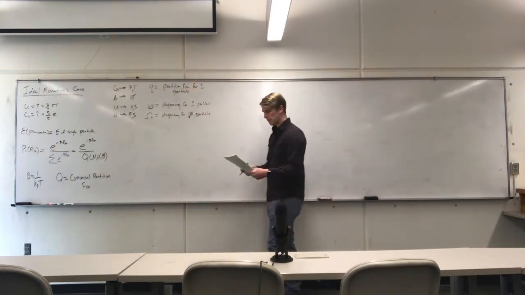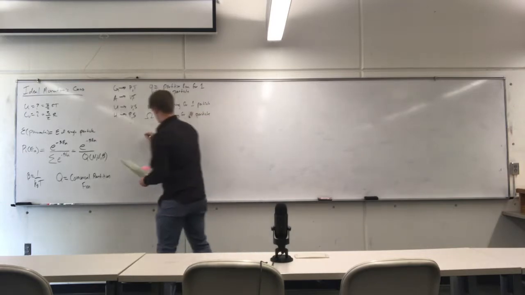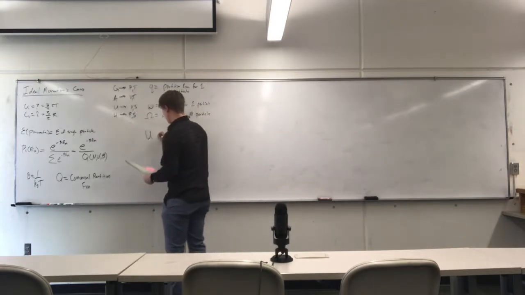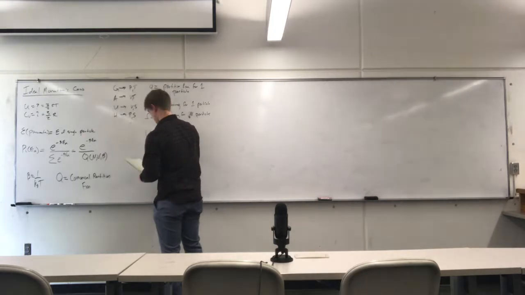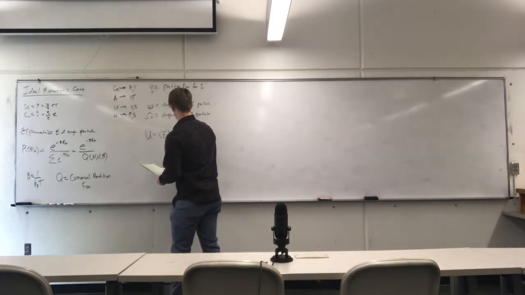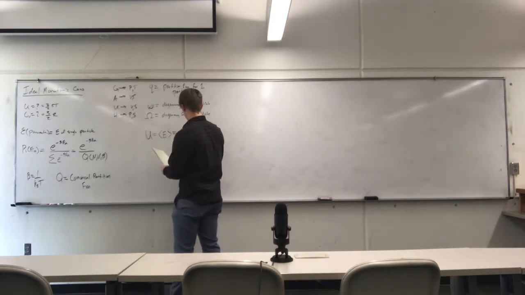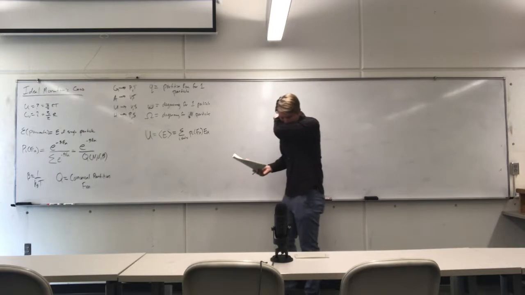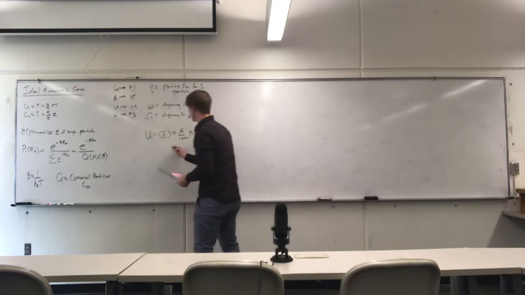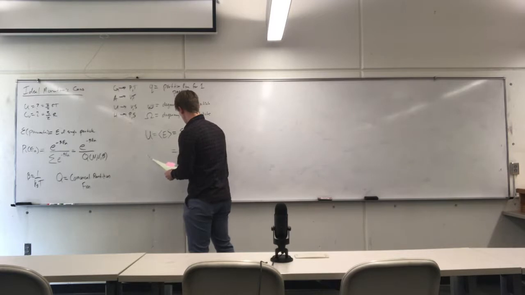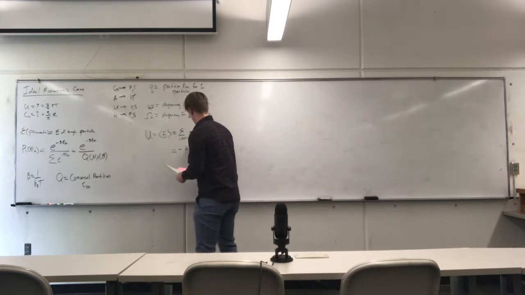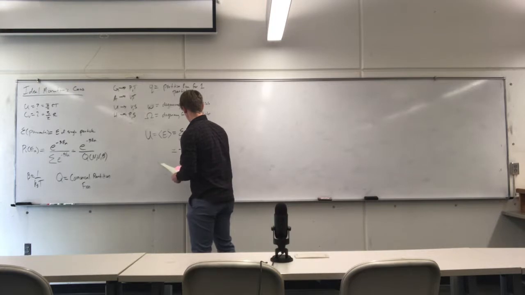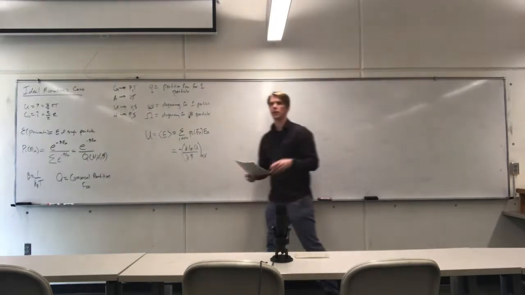Just a quick definition recap. This is where we ended on Wednesday: U is the average energy of the system. So if we sum over all of the states, we multiply the probability of being in that state by the energy of that state. And we found that this is directly related to the partition function, through that relationship.